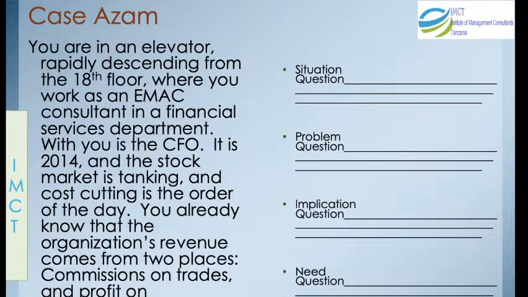You already know that the organization's revenue comes from two places. Number one, commissions on trades, and number two, profit on investment. Both are down due to stock market conditions. There is much concern about the future viability of the company.